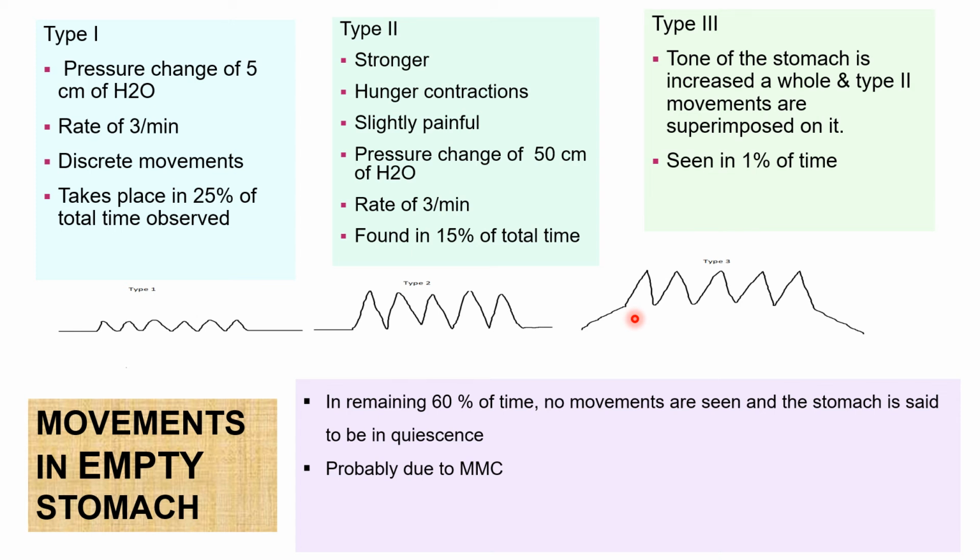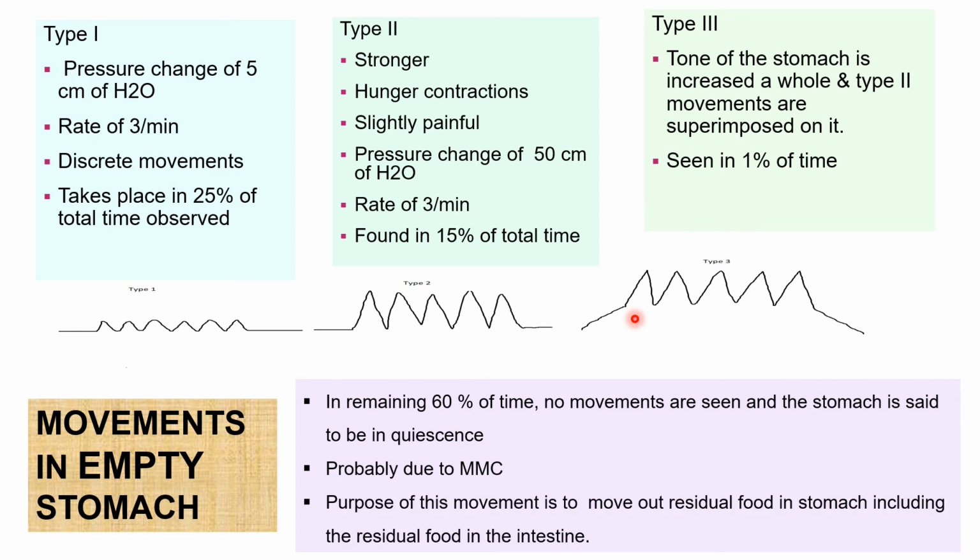As I have said, these movements in empty stomach are due to the migratory motor complex. The purpose of this movement is to move out the residual food in the stomach, including the residual food in the intestine. So we ate a meal. Now the digestive process occurs, but everything has not been removed. Some remnants remain back. These remnants have to be removed before we take in the next meal, so that the next meal can be properly digested. This removal of the remnants is done by movements in empty stomach.